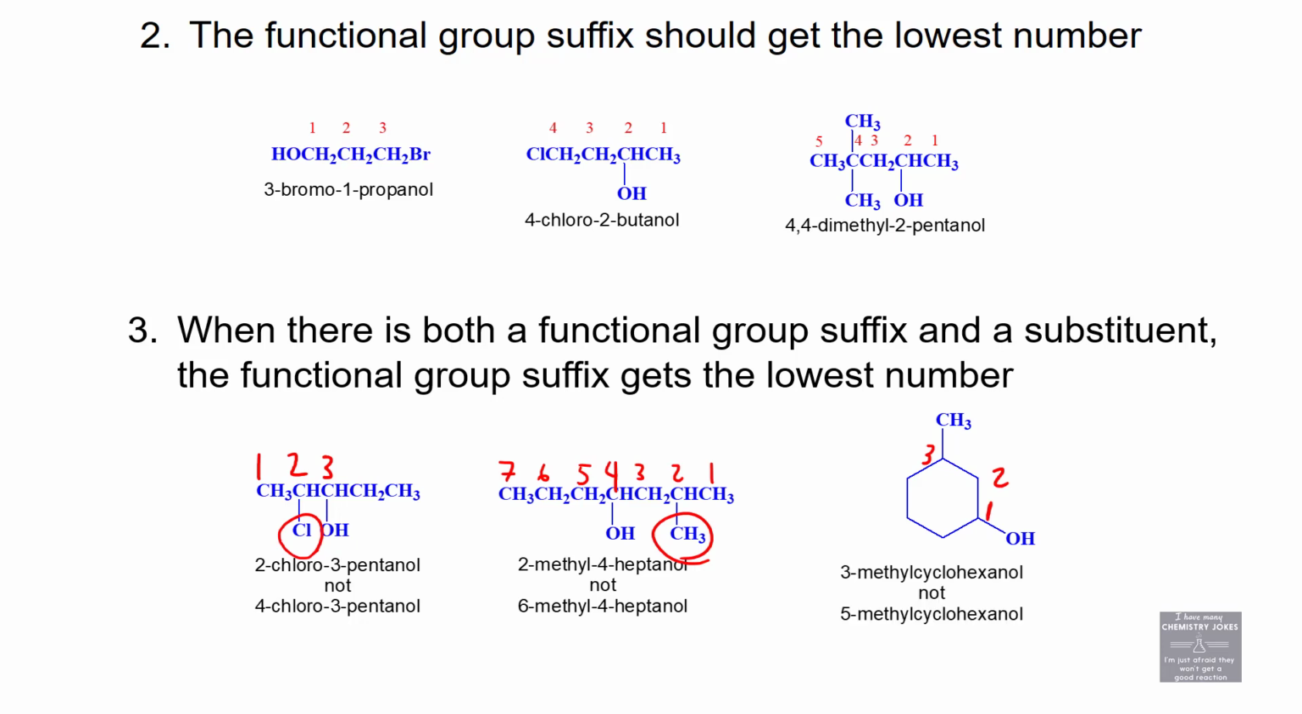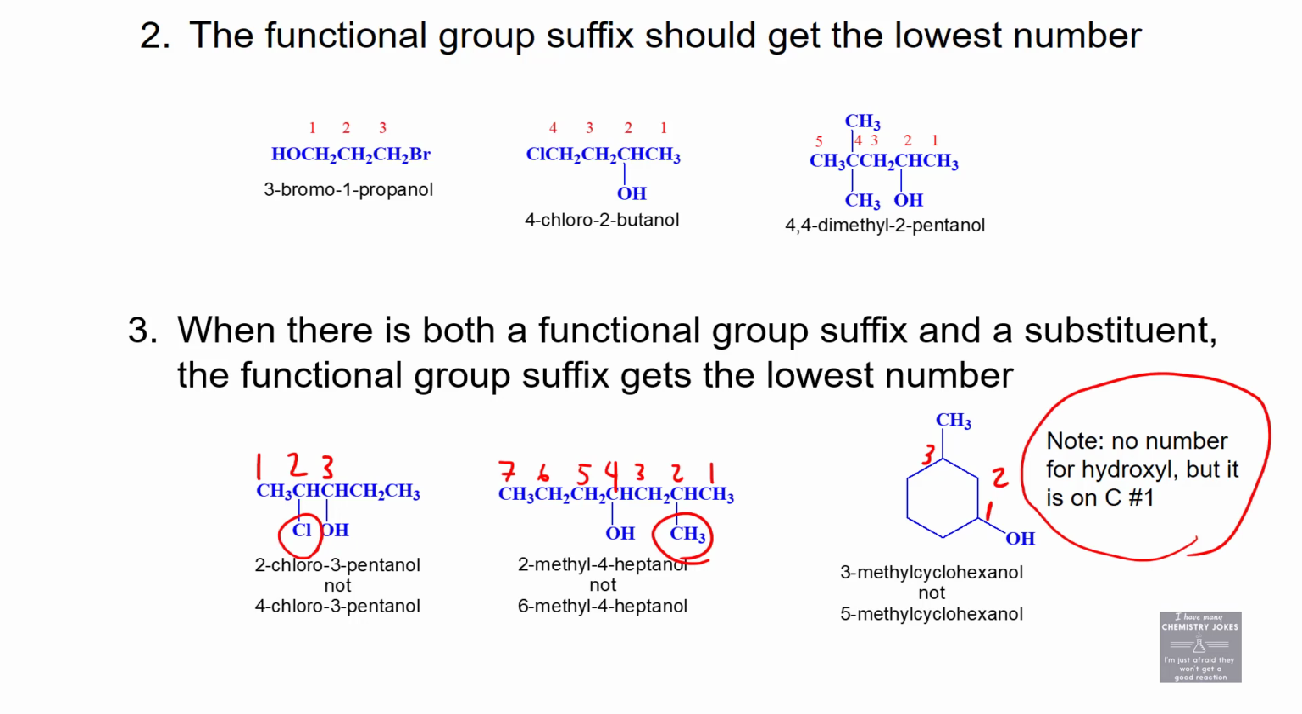So this is a 3-methyl cyclohexanol. You do not have to indicate that it's 3-methyl 1-cyclohexanol or 3-methylcyclohexan-1-ol, because when you have a cyclo, it's understood that the hydroxy, the alcohol, is on carbon number 1 in a cyclo, unless there's another high priority functional group, in which case you would have a different root name anyway.